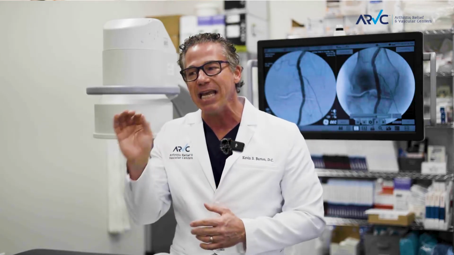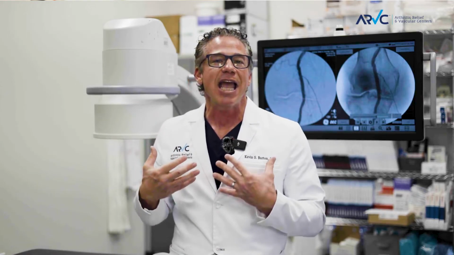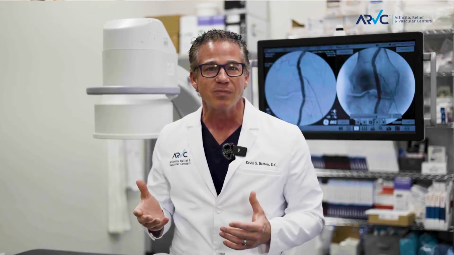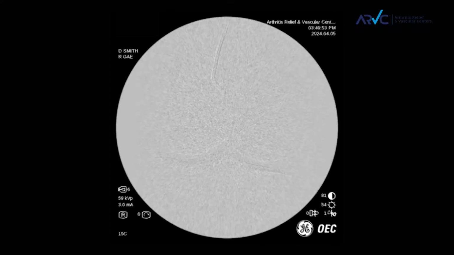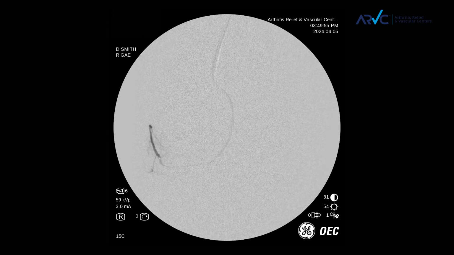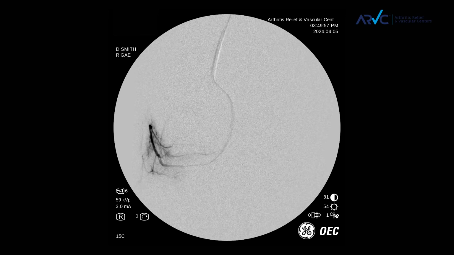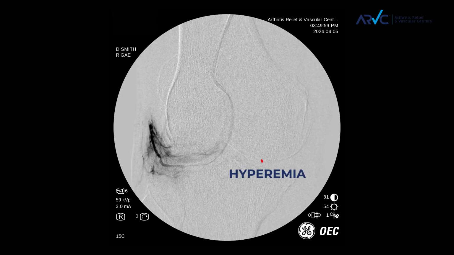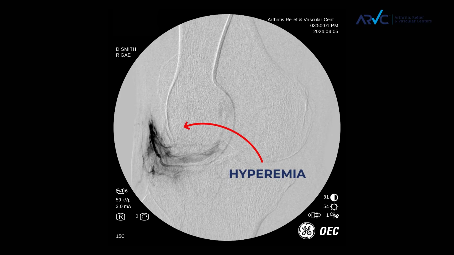After guiding a microcatheter into each genicular artery, or at least every one that we can get into, we're going to inject a small amount of contrast. What we're looking for is an abnormal cluster of these vessels. And what we see is these abnormal vessels, they light up on the X-ray. They show us something called hyperemia. When we see this, we're going to proceed to treat it.